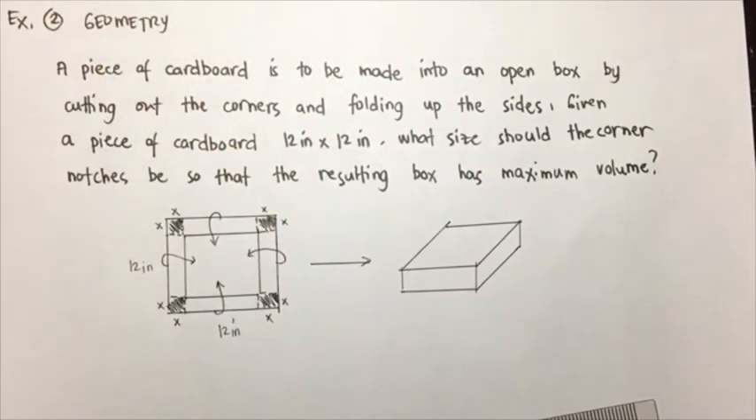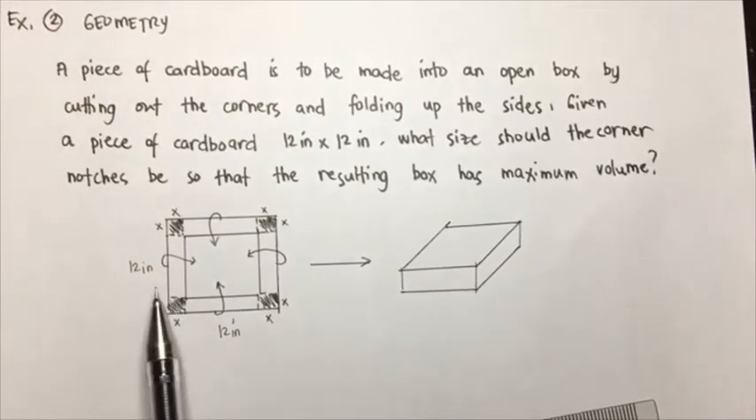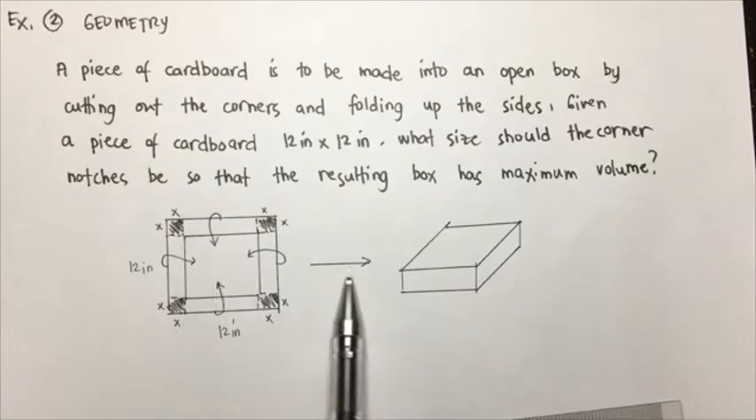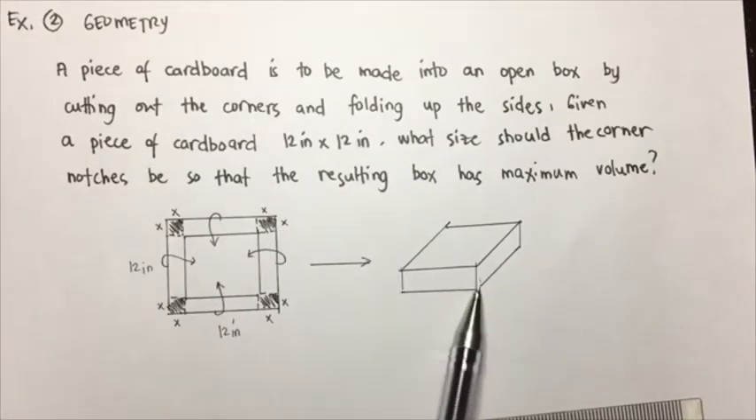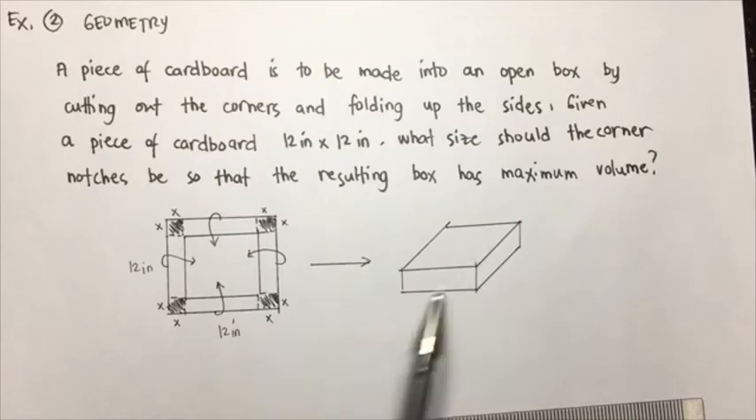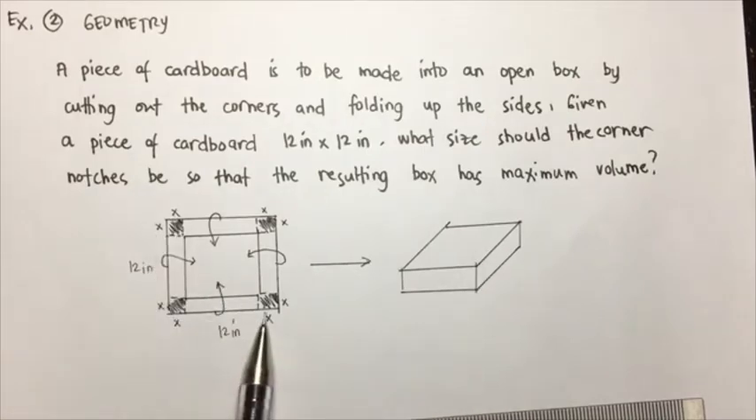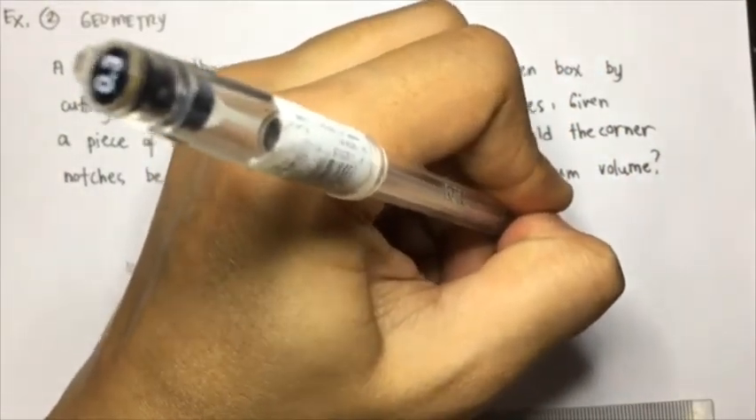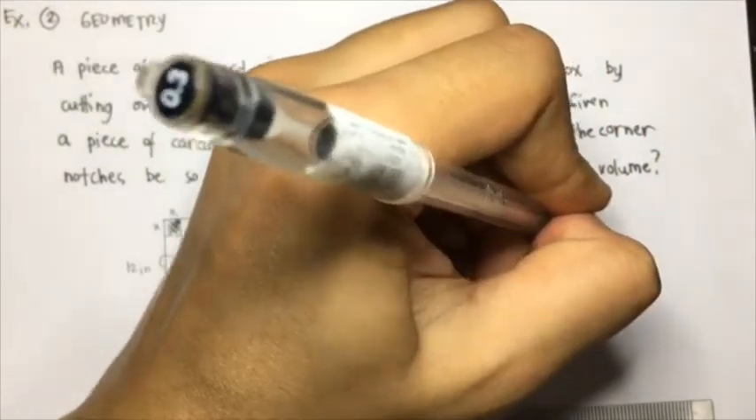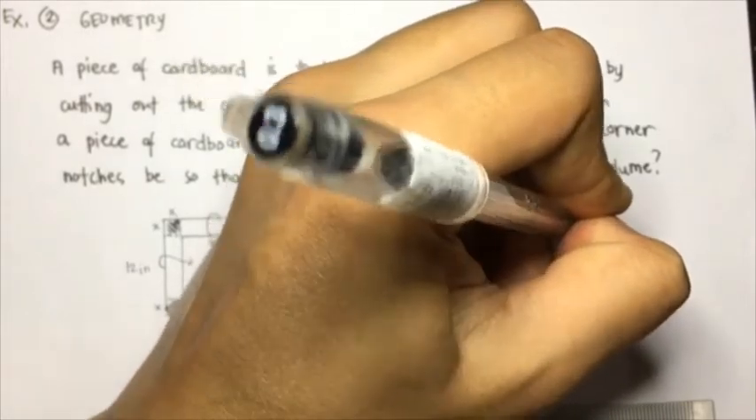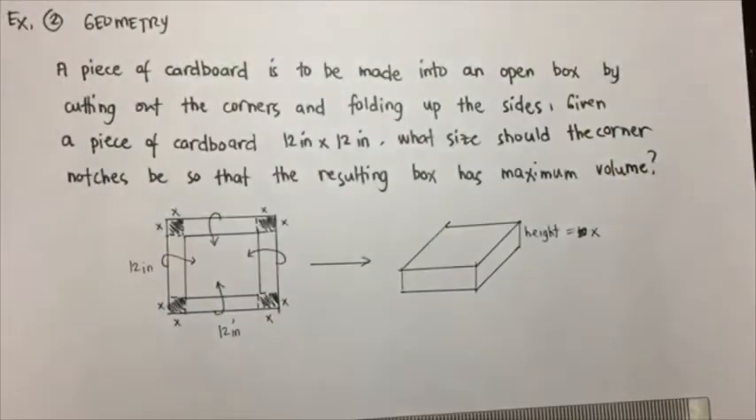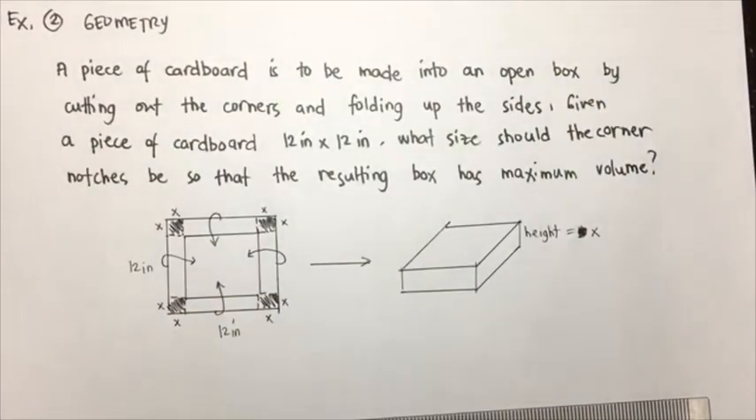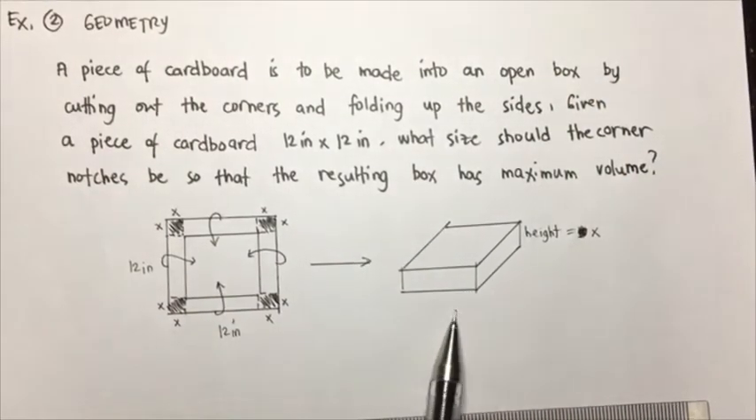Okay, so this length of cutout will now coincide with what dimension in our box? The x, I think, would coincide with the height of the box. That will now be equal to the height of the box. So the height of the box is equal to x.